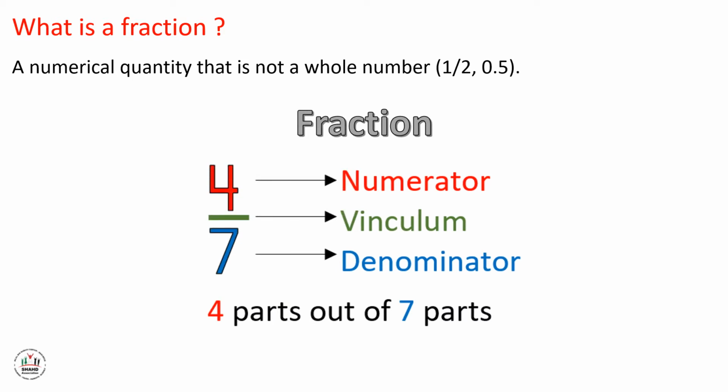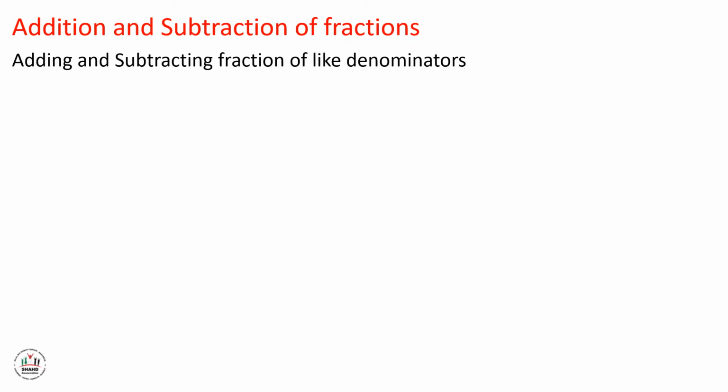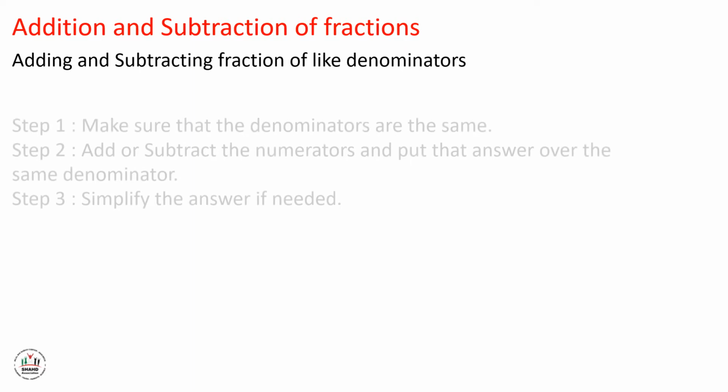In this fraction, 4 over 7, we call 4 the numerator and 7 the denominator, and the green dash the fraction bar, and we read it as 4 parts out of 7 parts. Addition and subtraction of fractions. Now let's learn how to add and subtract fractions with like denominators.